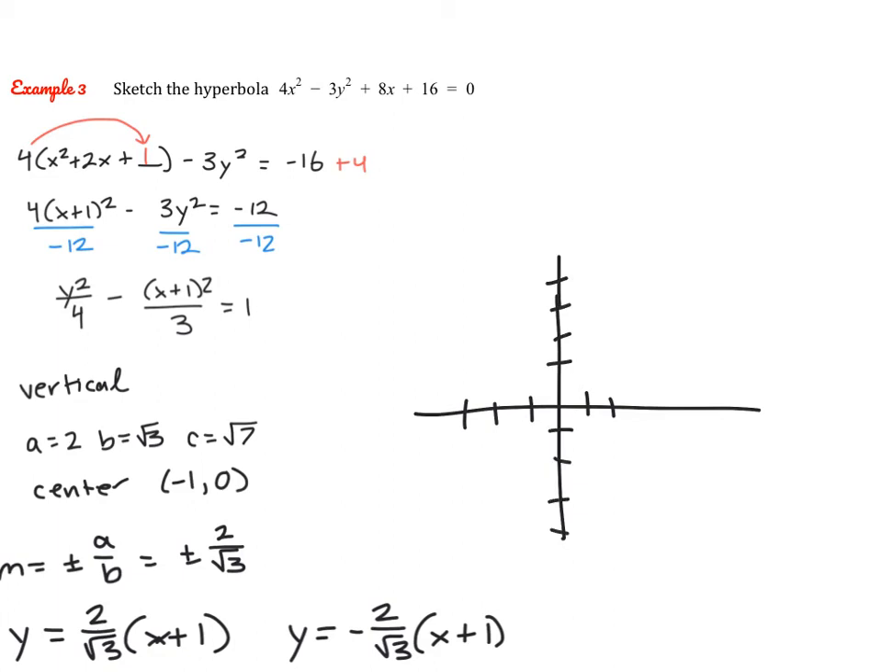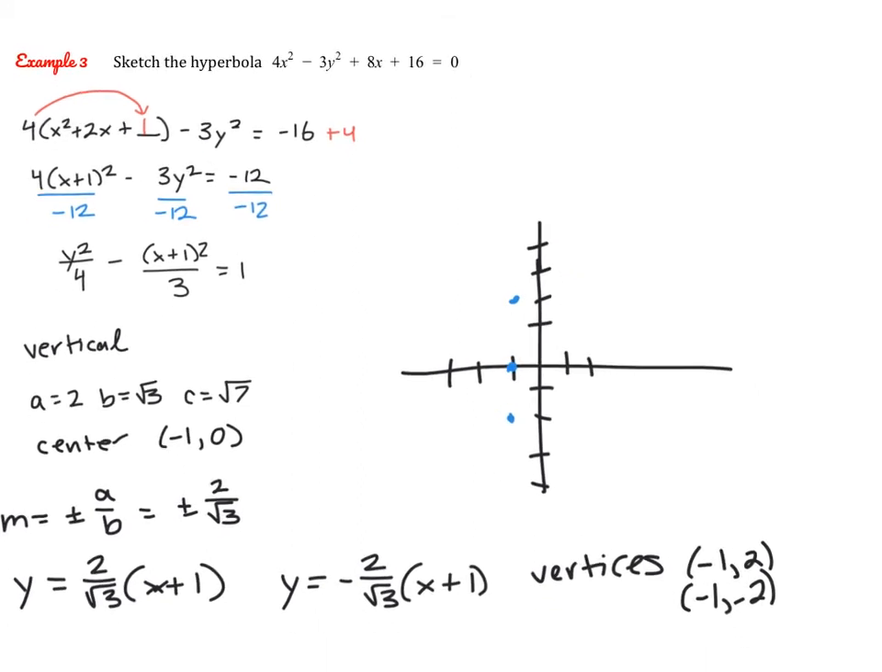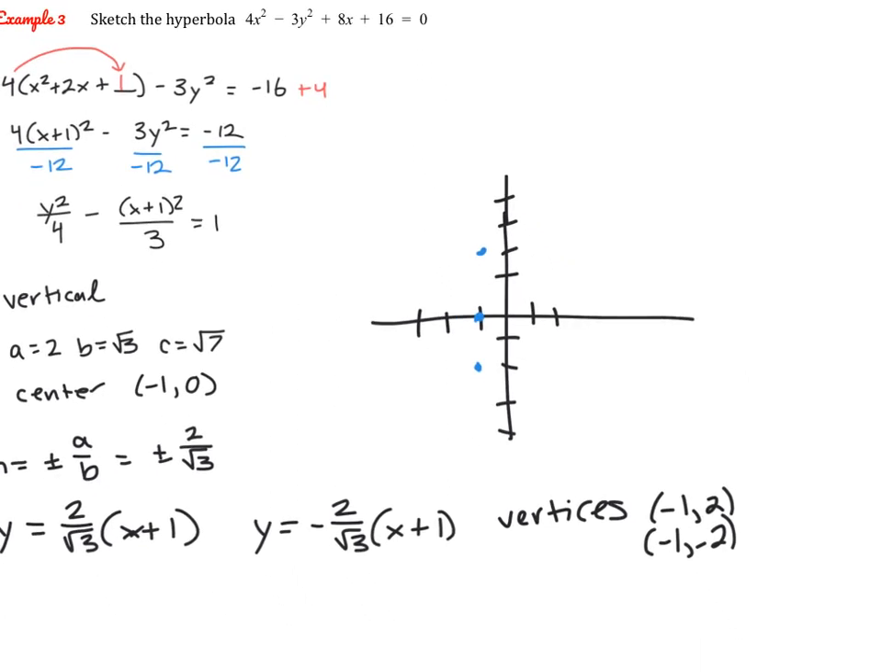Okay, let's start with our center. Our center is at -1, 0. I know that I'm going to go up 2 and down 2 to find my vertices, which are going to be at -1, 2, and -1, -2. I know that my foci are going to be up and down by root 7 from the center. So I'm going to start at my center, and I'm going to add root 7 to my y value, and then I'm going to subtract root 7 from my y value. So they're going to be at -1, square root of 7 and -1, negative square root of 7.